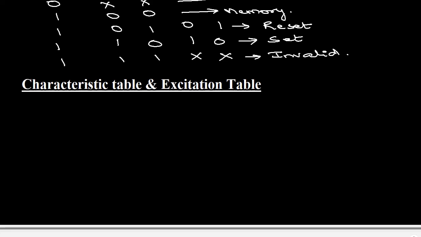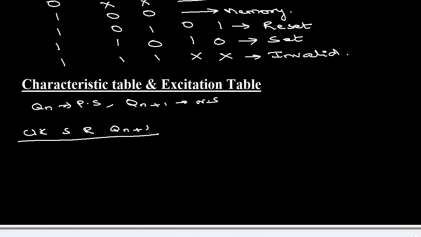In the characteristic table, we have to find the present state and next state values. So Qn is the present state value. I am indicating Qn is the present state value. Qn plus 1 is the next state. By using the SR truth table, I am finding the present state and next state. You can see here, clock, S, R, Qn plus 1. So Qn plus 1 is the next state. For Qn plus 1, the present state is Qn.